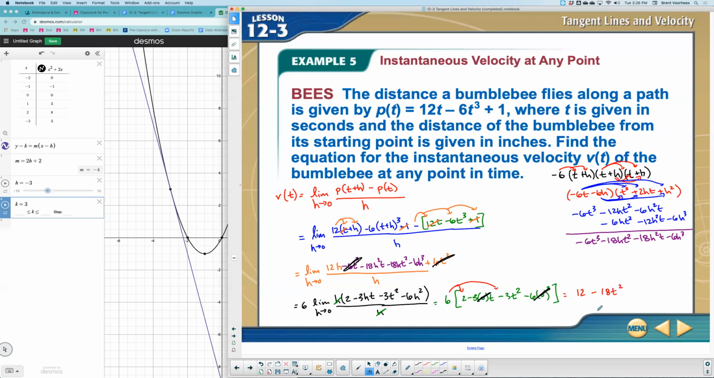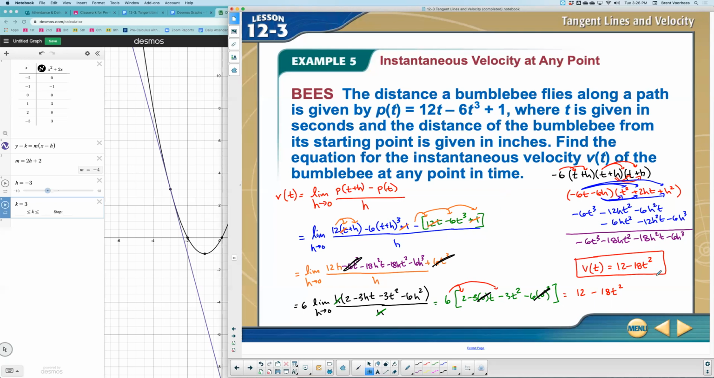18t squared. That right there appears to be my velocity equation. So that would be v of t. V of t would equal 12 minus 18t squared. That's my velocity function at any point in time. And that's what we were supposed to find it for any point in time.